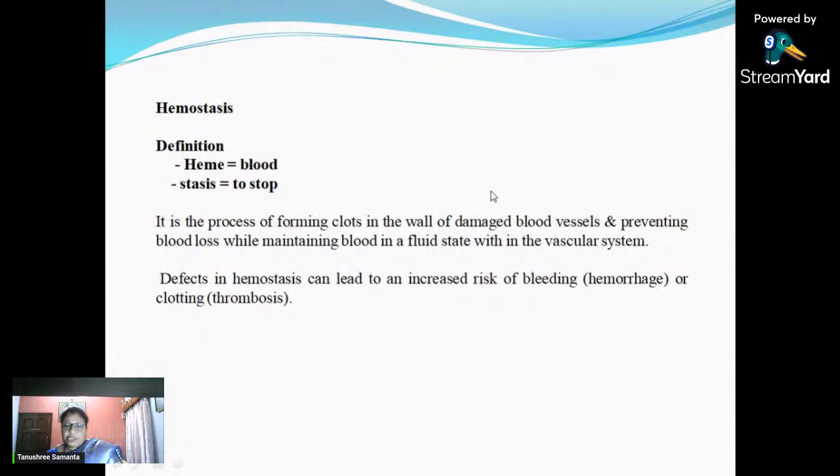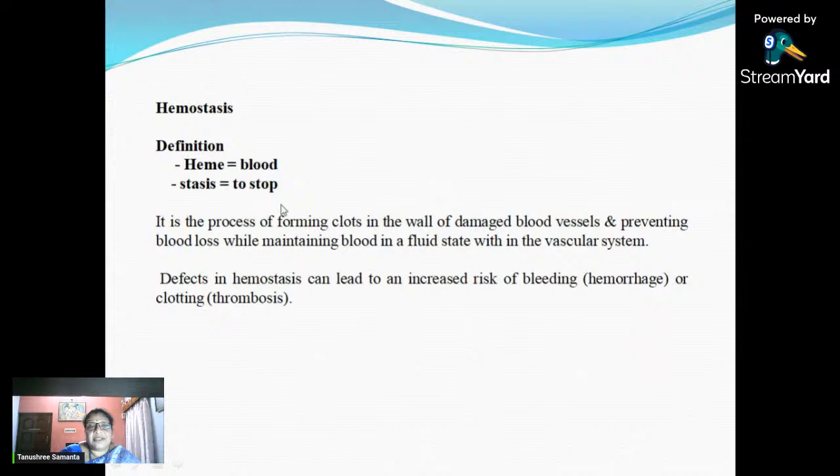We finally reach the last discussion of today's session, which is hemostasis, in which this name only can be divided into two portions: hem means blood and stasis means to stop.